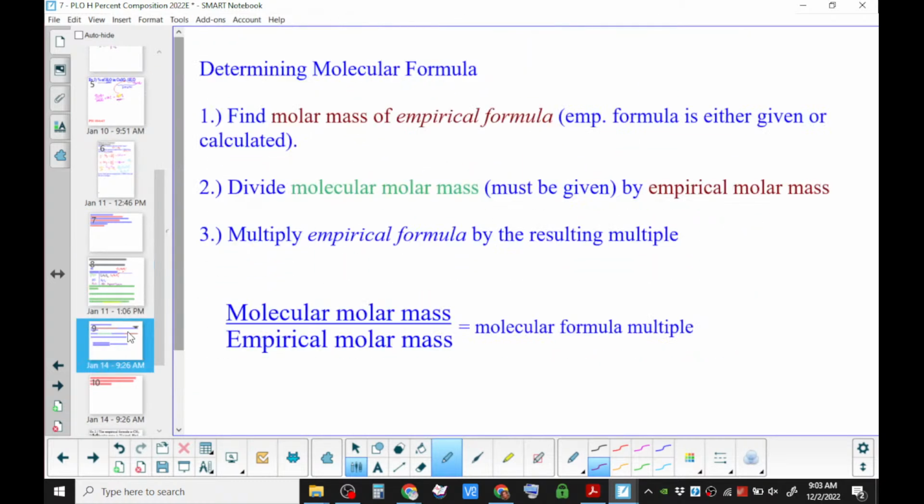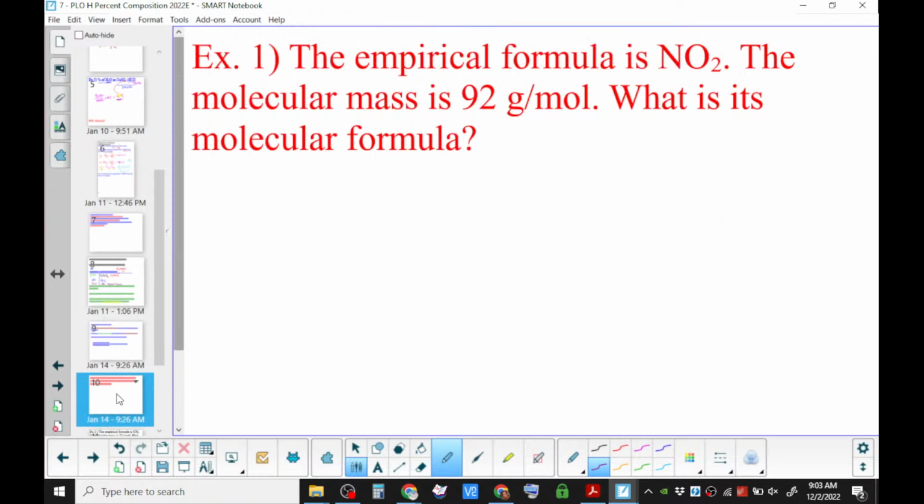Okay. Let's do an actual problem. Let's do instructions again. Forget that. The empirical formula is this. We know the molecular mass is that. What's the molecular formula? So, you can figure out the actual formula with just those numbers.